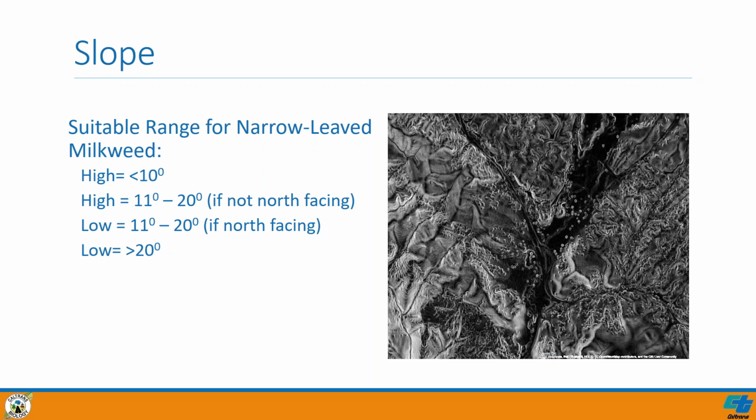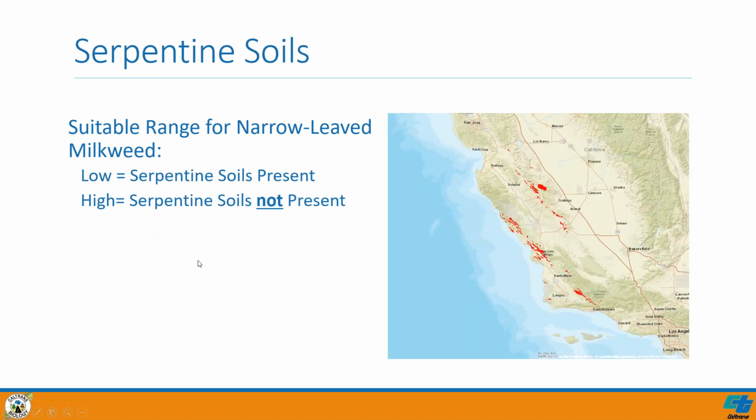The optimal range for slope for narrow-leaf milkweed was any slope under 20 degrees, as long as it was not a north-facing slope. So we used an aspect input variable as well to determine the orientation, the aspect of the slope. In this case, again, high had the higher value, and in general these are zeros for anything low. So this is slowly building the model inputs.